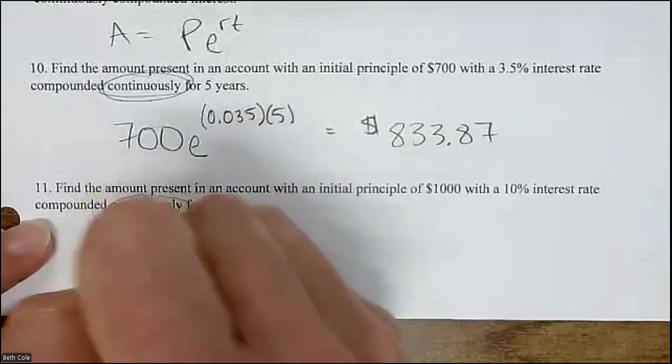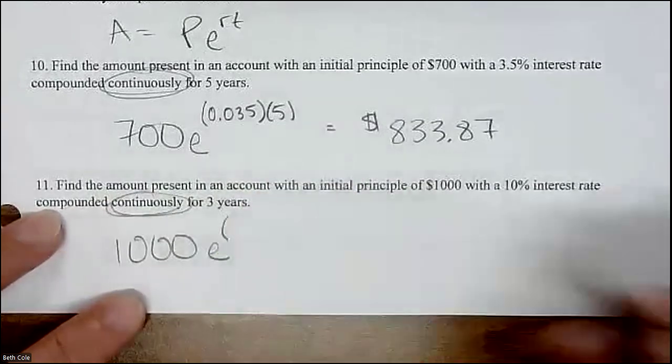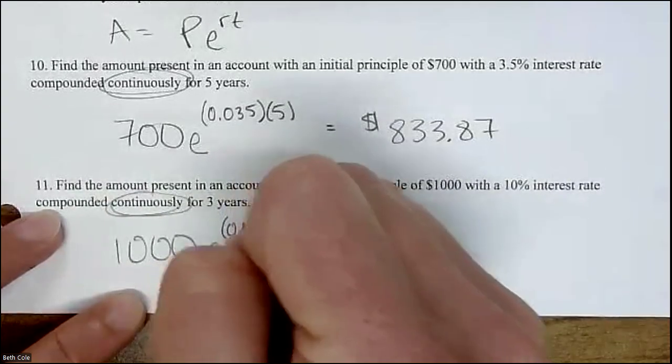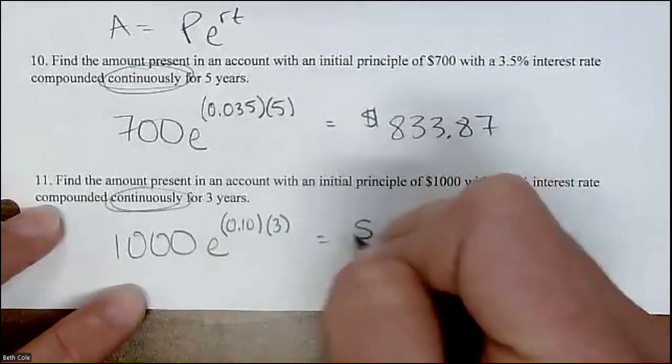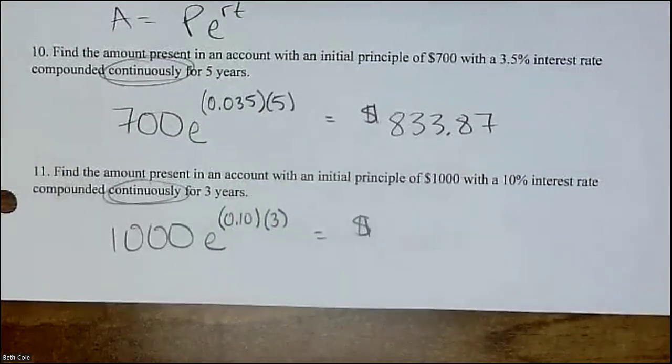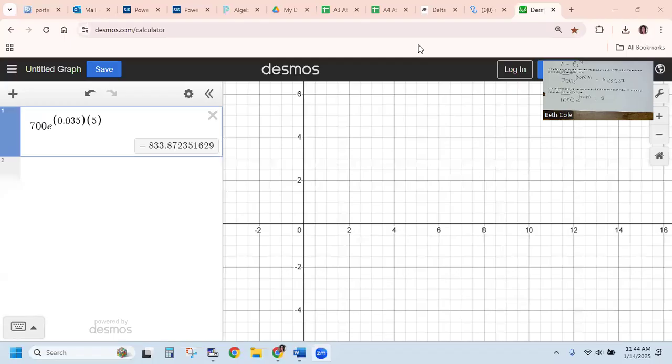So our principal was 1,000. E to the power what? 0.10, that's our rate, times 3. So I'm looking for an answer around 1340, but slightly more. You want to think about what your answer is going to be because it should make sense. What was it, 3? There you go. 1349 and 86 cents. We'll round up to 86.